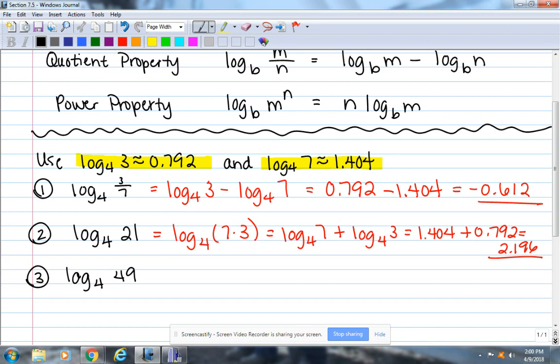Square the 7, right? Does that make sense? Because all I have to work with, y'all, is the 7 and the 3, right? So I have to make this number come out to be something with a 7 or a 3, or both, right? So 49 is the same thing as 7 squared, is it not?